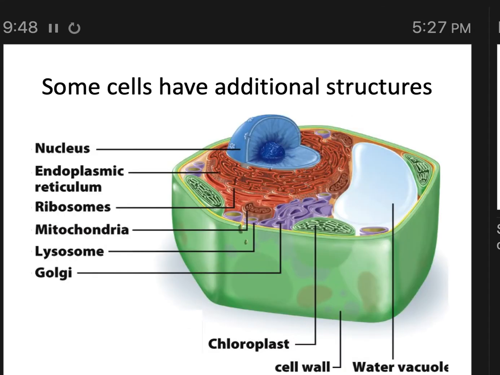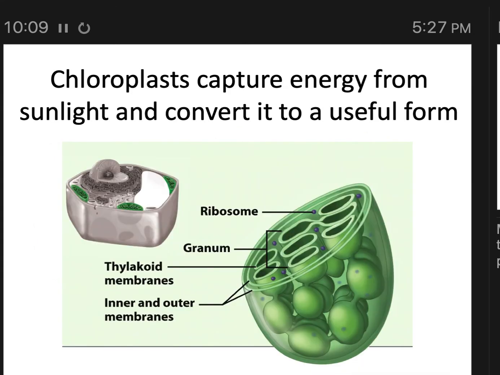All right, so some plant and plant-like protist cells have additional cell structures, like chloroplasts, water vacuoles, and a cell wall. So chloroplasts, water vacuole, and cell wall, animal cells don't have them. So this is going to be plants, algae, and plant-like protists that have these. Many protists and all algae and plants can photosynthesize, which means that they have chloroplasts which harness the sun's energy and directs it to the production of sugars for the plants.